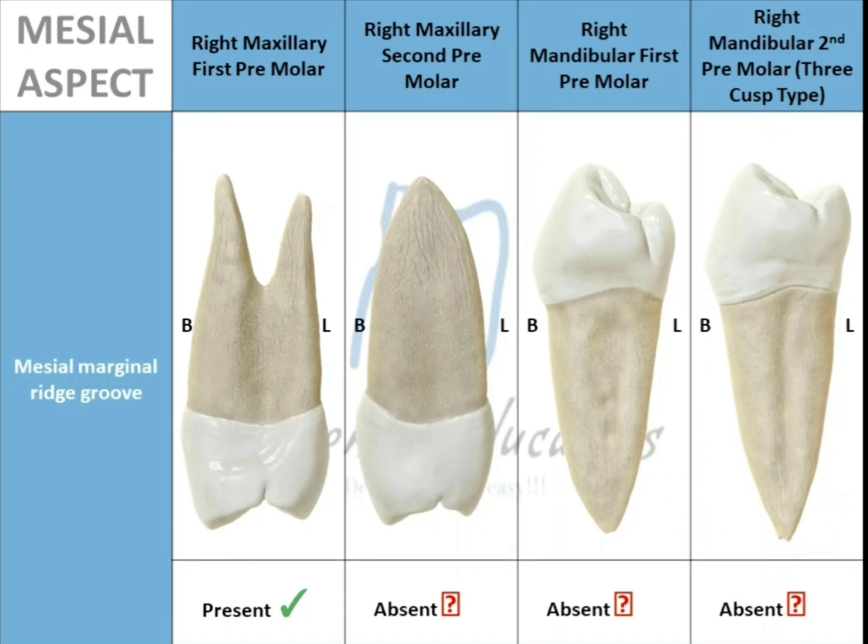Another important characteristic feature observed on the mesial aspect for the maxillary first premolars is the presence of the mesial marginal ridge groove. The mesial marginal ridge groove is not evident on the maxillary second premolars, mandibular first premolars and mandibular second premolars.